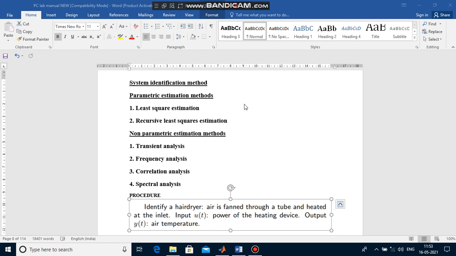Dear students, in this class I am going to explain what is meant by system identification method. It is a study of modeling the dynamic system from the experimental data. It has two types: one is parametric estimation method and another one is non-parametric estimation method.